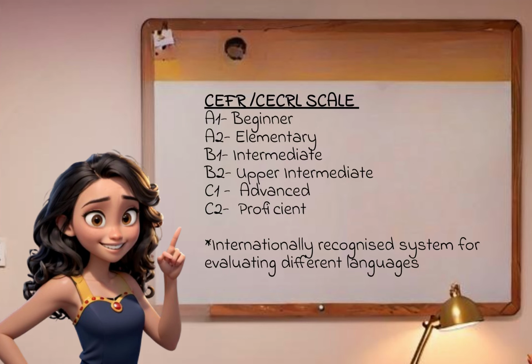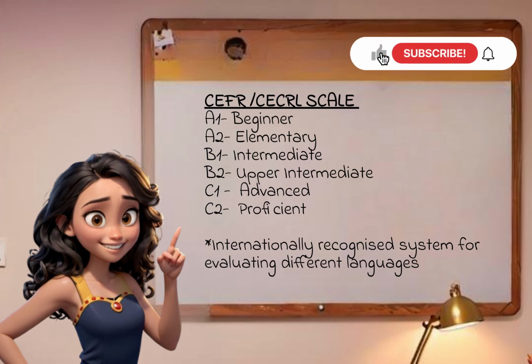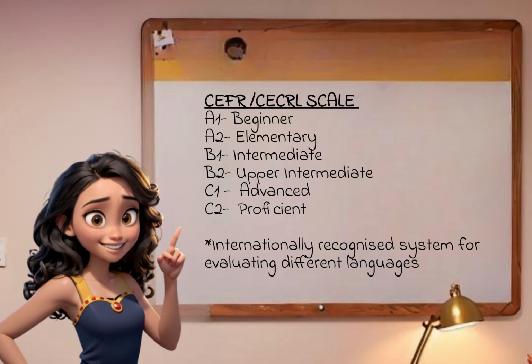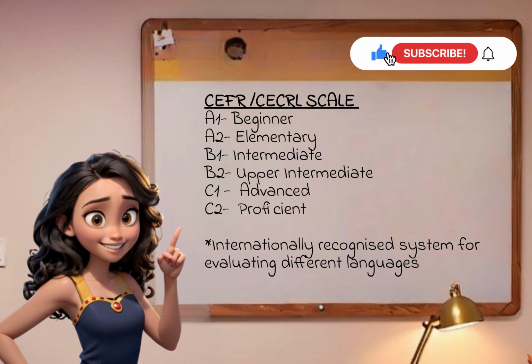The CEFR scale is classified using 6 levels: A1 Beginner, A2 Elementary, B1 Intermediate, B2 Upper Intermediate, C1 Advanced, and C2 Proficient. It is an internationally recognized system for evaluating different languages for academic and professional purposes. This score simply gives you an idea of what level you're at in your target language.